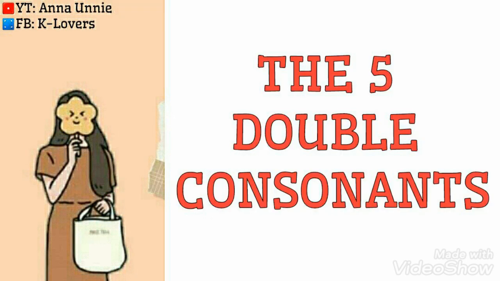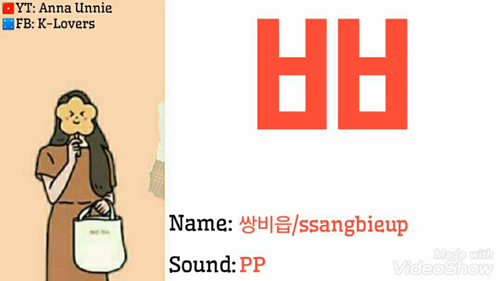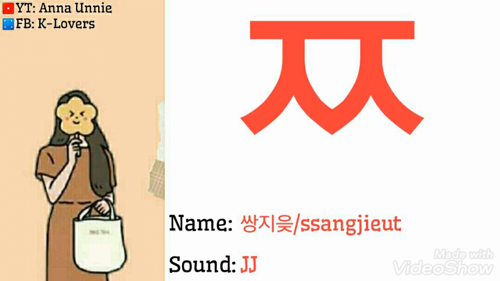And the 5 double consonants. Our first letter is 쌍피읍, or the double P. 파, 파, 파. This is 쌍지읒, or the double J. The sound is 차, 차, 차.